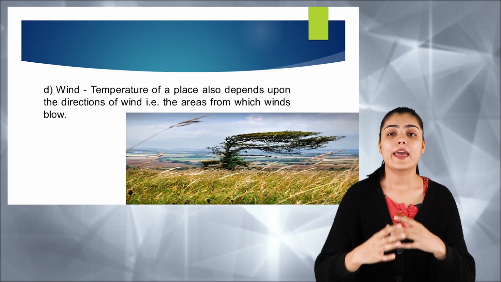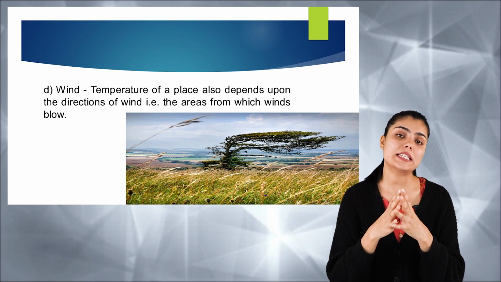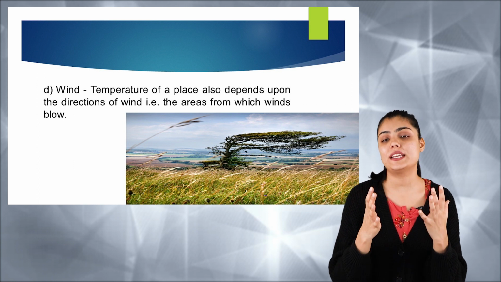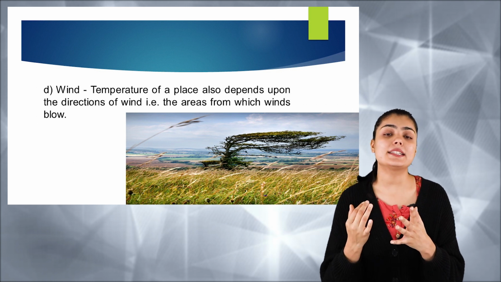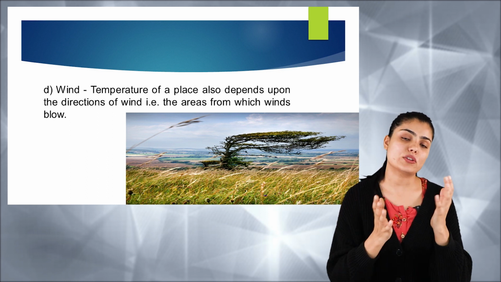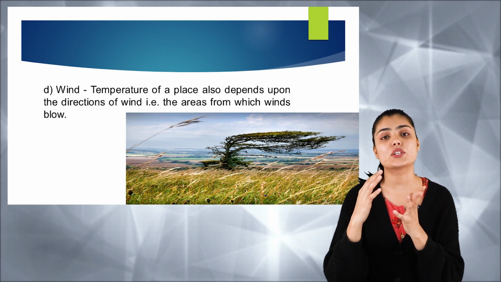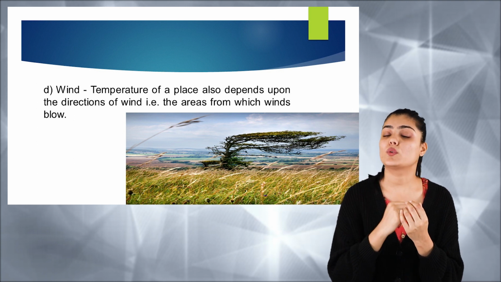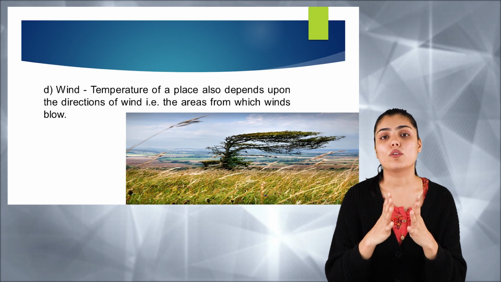And the fourth factor that influences the temperature of a particular region is the wind. So obviously wind plays a major role in maintaining as well as determining the temperature of the place. It also depends on the direction of the wind, which means in which direction the wind is blowing also plays a major role in determining the temperature of the area.